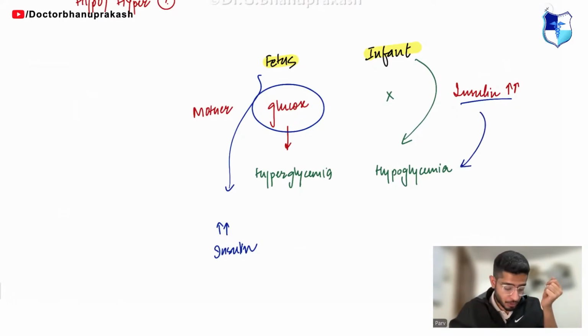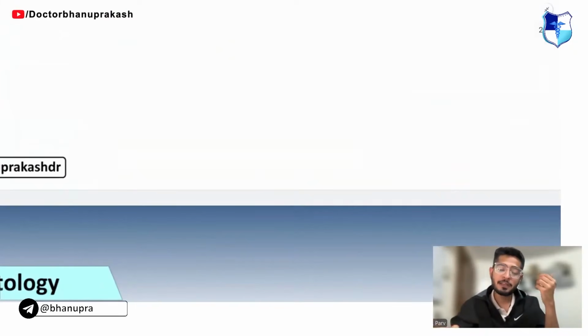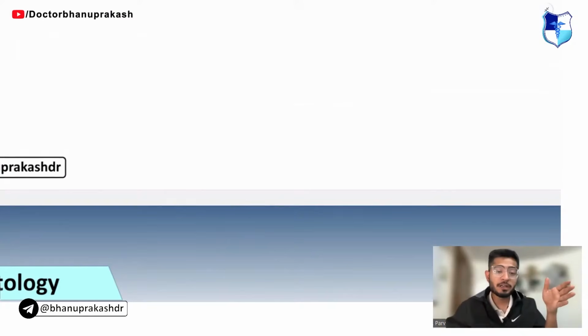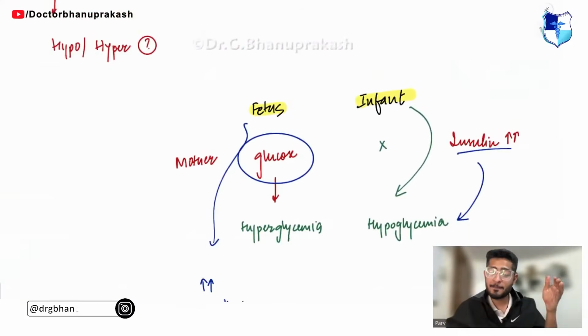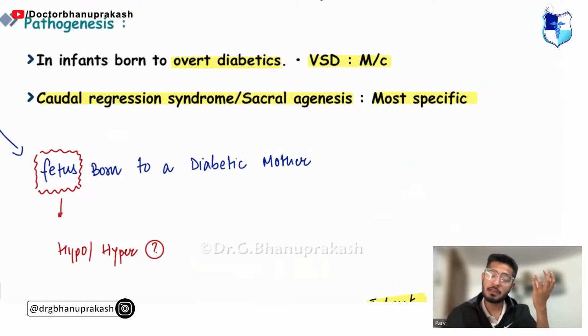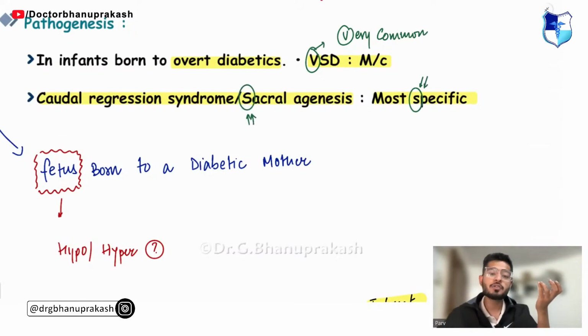So you will have hypoglycemia. What is the most common heart abnormality in an infant born to a diabetic mother? VSD. Now quickly tell me, what is the most specific abnormality? VSD is actually very common. So V for VSD, V for very common. And caudal regression syndrome is the most specific one. S for specific, S for sacral agenesis. This is how you can remember.